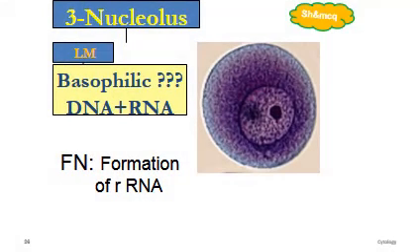The other component inside the nucleus is the nucleolus. This is the cell. This is the cytoplasm. This is the nucleus, and this is the chromatin inside it, and this is the nucleolus. The nucleolus also appears basophilic because it contains DNA and RNA. It is the site of formation of ribosomal RNA. It will leave through the nuclear pores to reach the cytoplasm to attach to the outer surface of the rough endoplasmic reticulum.